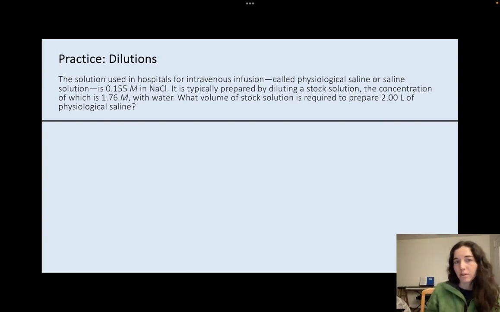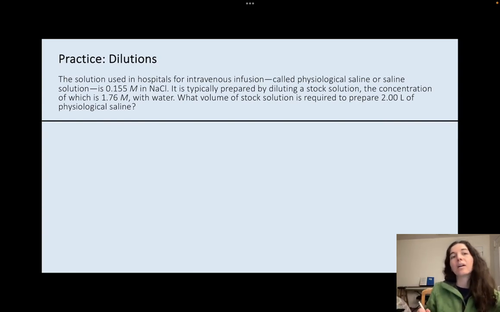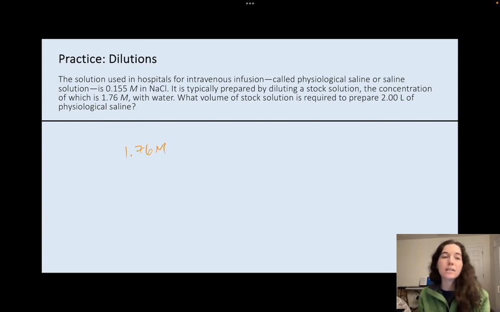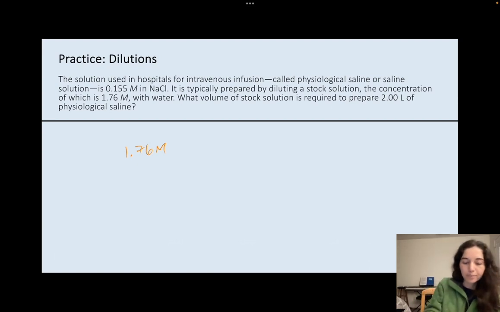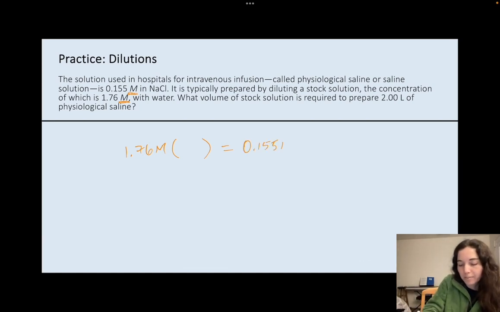Let's take a look at how to solve this. So our stock solution, our more concentrated, right, the one with a higher molarity value, is 1.76 molar. So if you don't see the word stock, it's still the one with the higher concentration. We're given another concentration value. We've got 2 molarity values, right? So our C2 is the one that's less concentrated, 0.155 molar.